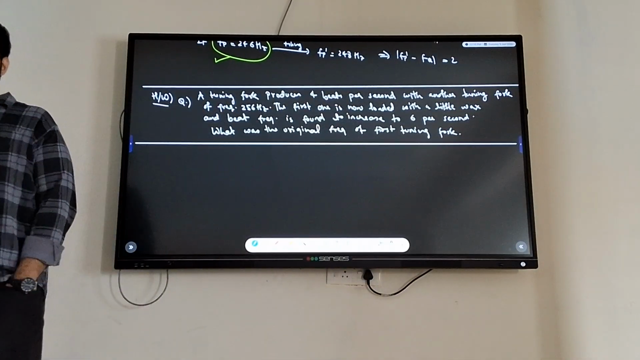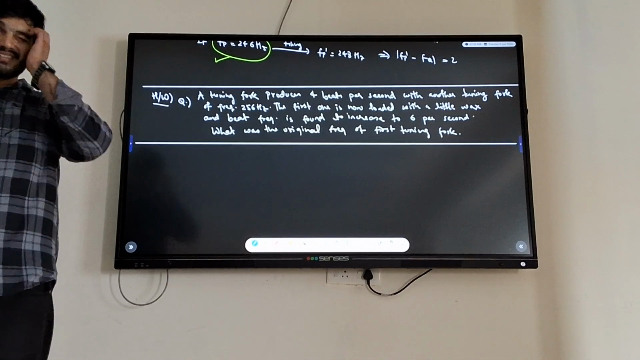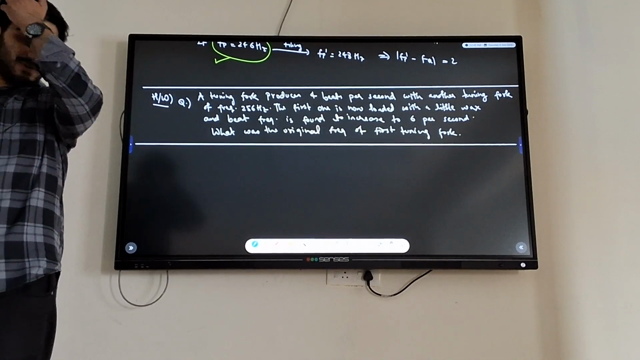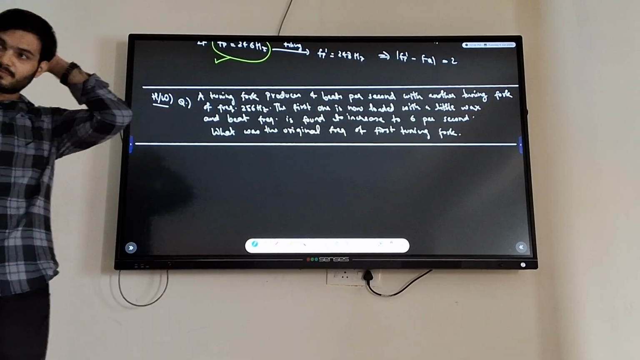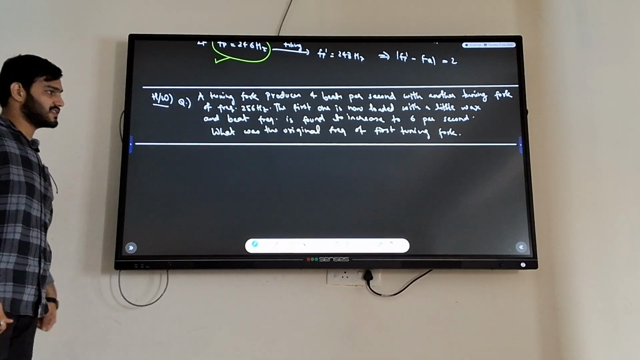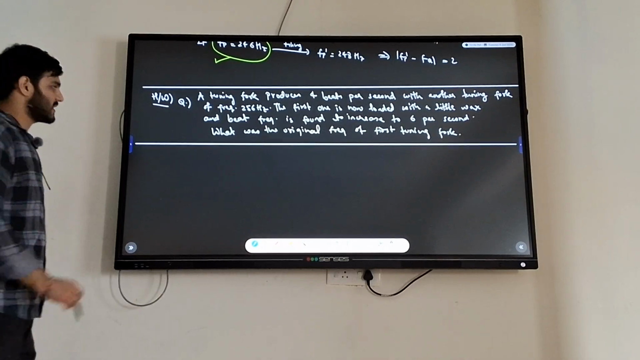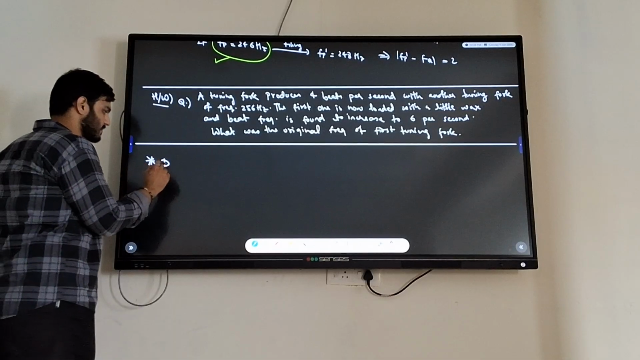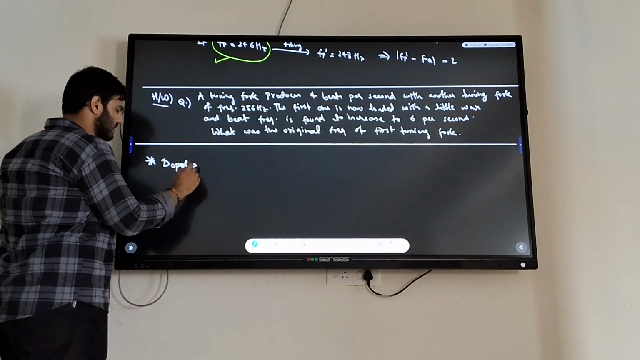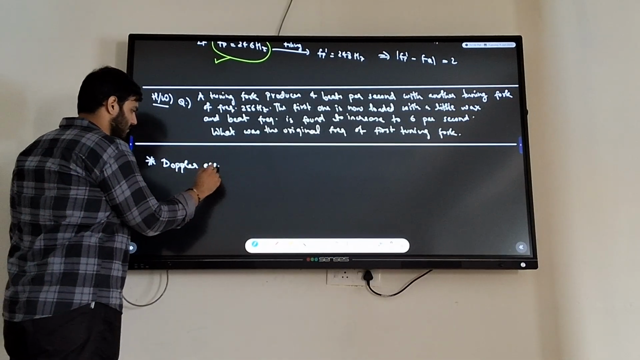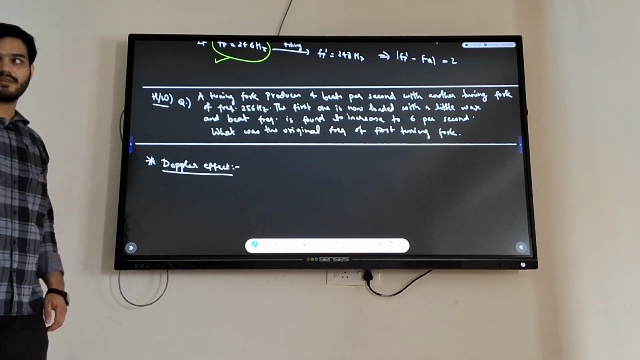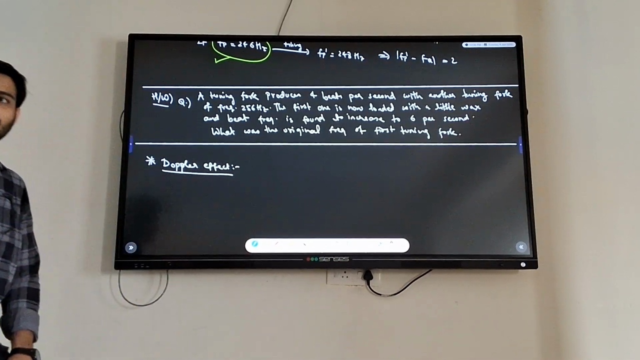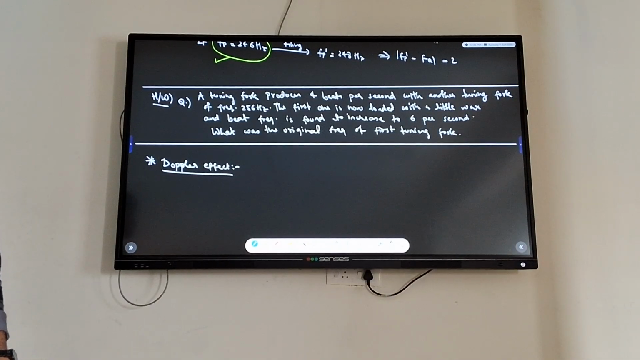Anyways, so let me go to the last topic of this chapter, and most probably by the next lecture we will end this chapter. This is called Doppler effect, one of the most important topics, and we will come across this Doppler effect even when we study wave optics later on. Okay? But today I will do Doppler effect for sound waves.